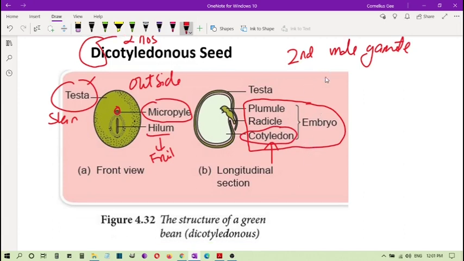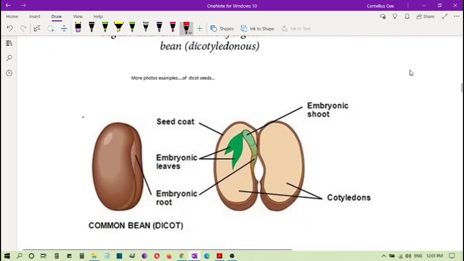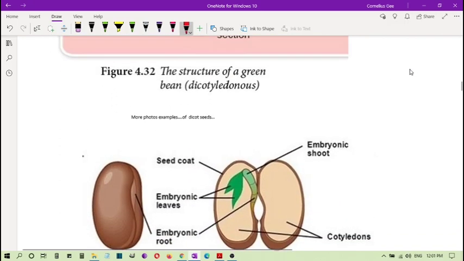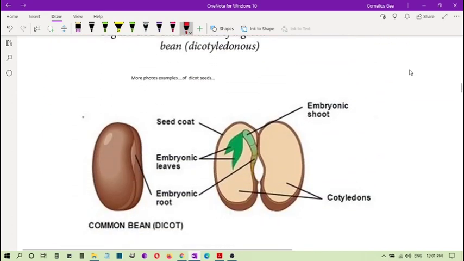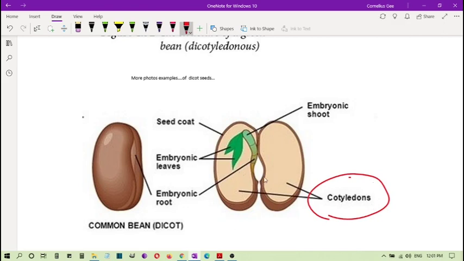Now, another diagram of a dicotyledon seed is like this. This shows you much better. Actually, what's the meaning of dicotyledon? As I said, two cotyledons. Here you see a dicotyledon seed can be opened up like a book, into both halves, half here and half here, just like the peanut or any other beans. They are called dicotyledon seeds.